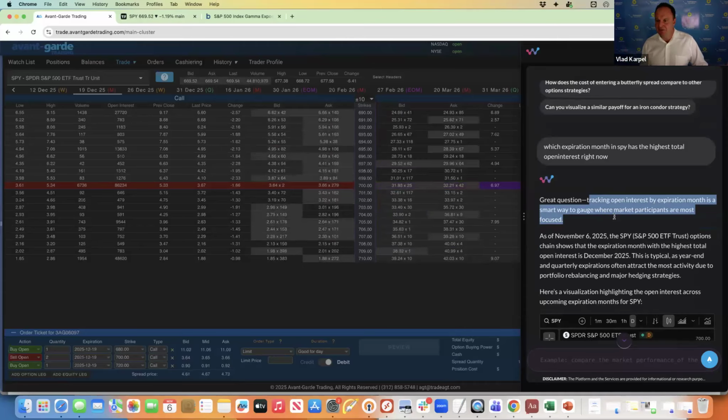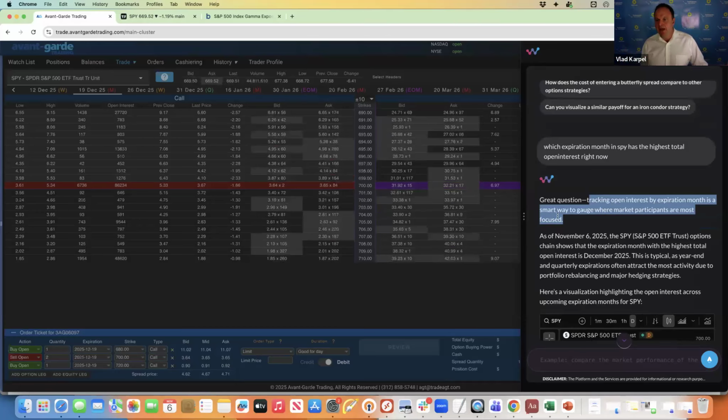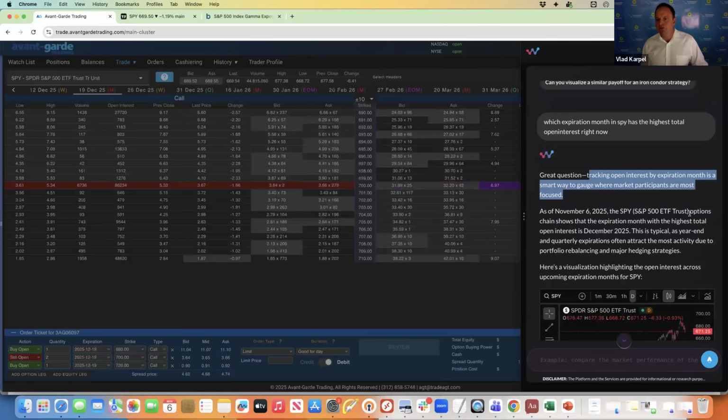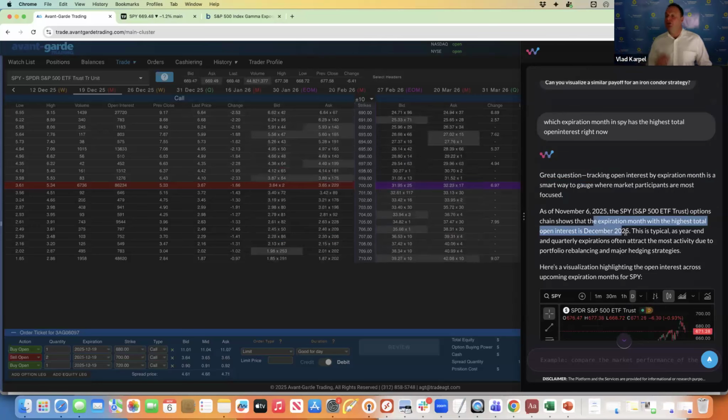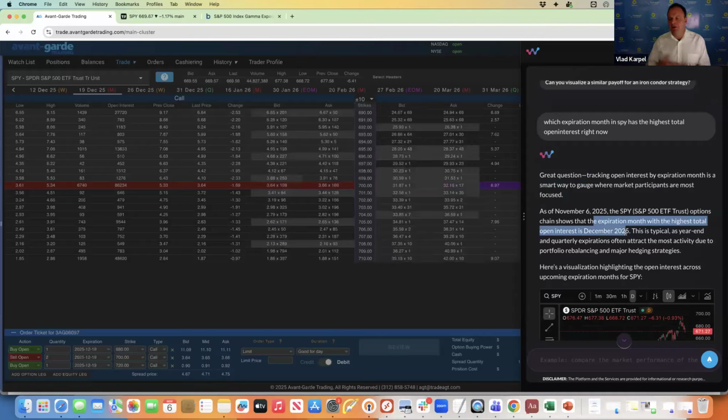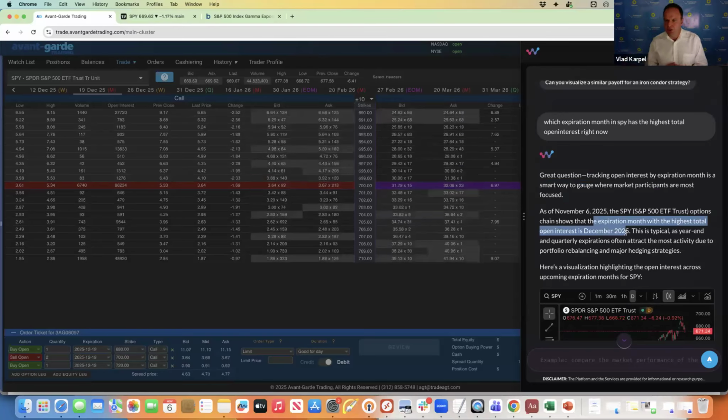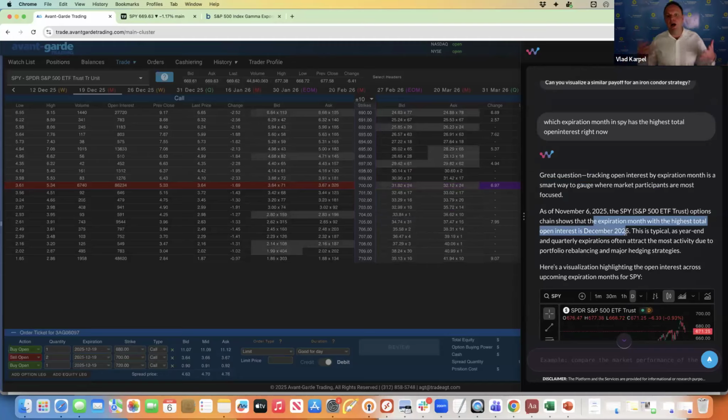Gauge where market participants are most focused, right? As of November 6th, SPY options, SPX, show the expiration high is in December, which is very unusual, right? Usually it's the front month, November, but people are concerned about the government shutdown, that it's not going to end until Thanksgiving, and rising tensions between China and the US on chip production and availability. So people are hedging now in December. So if you want liquidity and the highest open interest, then you go into the month of December.